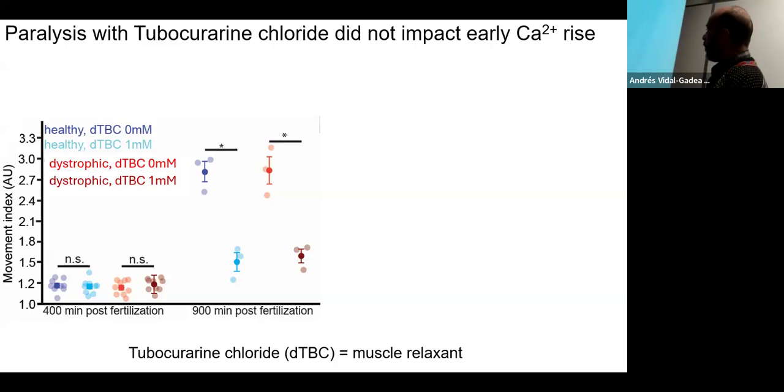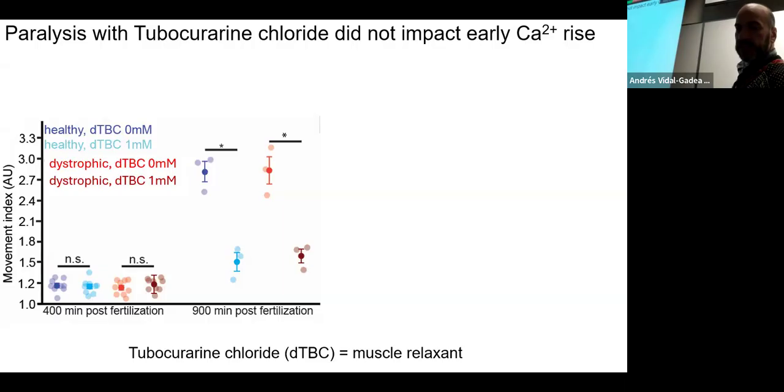later when the animals are about to hatch. We can put this drug in, it's called tubocurarine. It's a muscle relaxant. And if you put that drug in there, the embryos inside the egg, their movement is decreased dramatically, right? Early on, this is before they have contractile ability, nothing happens, right? You don't expect that to work.